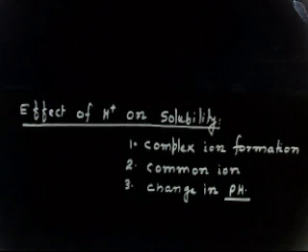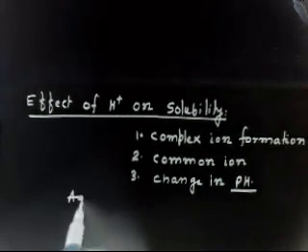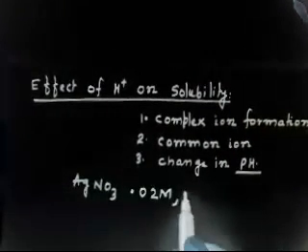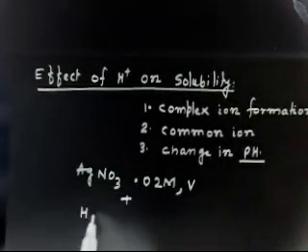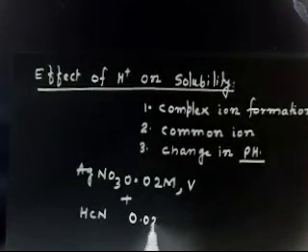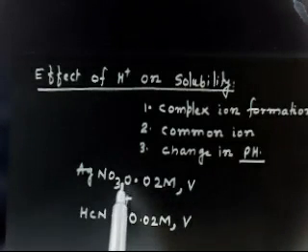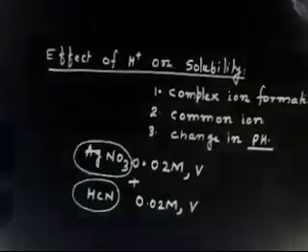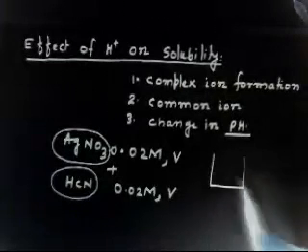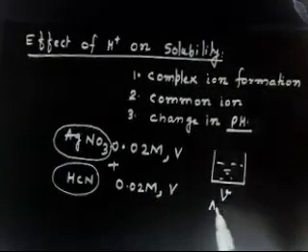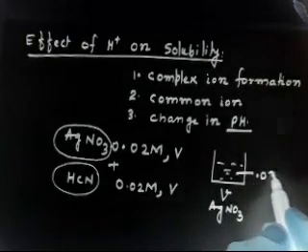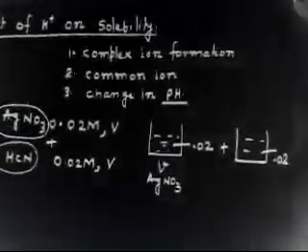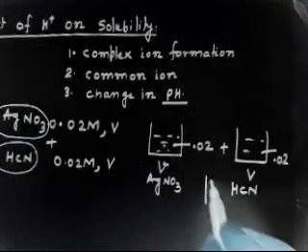This question is related to change in pH, that is, the effect of H+. What we are doing is we have AgNO3, concentration is 0.02 M, and let us say equal volume, so let us say V volume of this, I am mixing with HCN, and this also has concentration 0.02 M, and the volume is V. So we have one beaker that contains V volume of AgNO3, concentration 0.02 M, and another beaker that contains V volume of 0.02 M HCN. Now we are mixing these two.